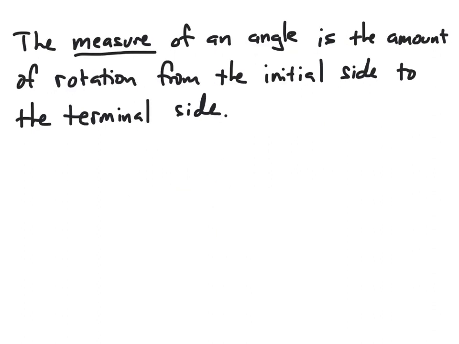In order to use angles in any kind of context, we're going to need a way to measure them. So by the measure of an angle, we mean the amount of rotation from the initial side to the terminal side. Note that the measure of a positive angle will be a positive number because we're rotating a positive angle in the counterclockwise direction, and we're defining that direction to be positive. And the measure of a negative angle will be a negative number, as a negative angle is being rotated clockwise, and we're defining the measure of a clockwise rotating angle to be negative.